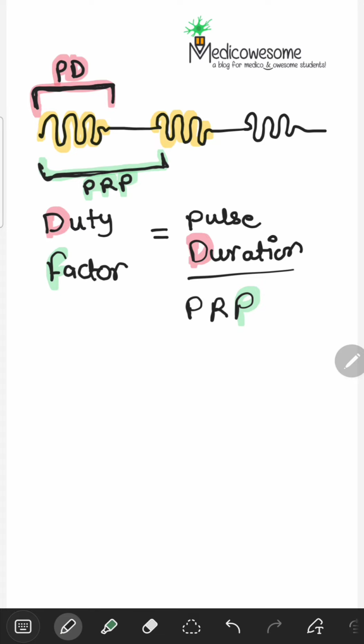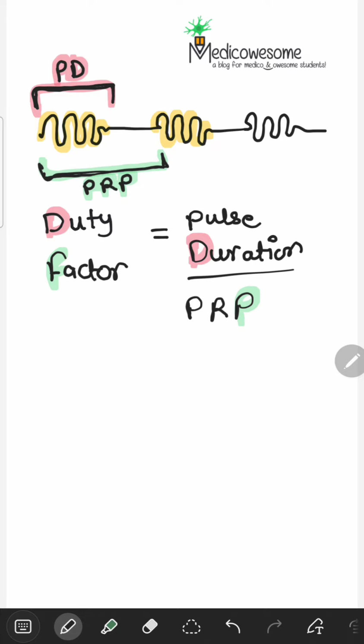And so the way I kind of remember the formula is pretty straightforward. So D is duty, and that's in the numerator, and so D for duty, D for duration. And then F kind of looks like a P, so that's how I remember that the period is in the denominator. But if you kind of think about it, just using this diagram, it makes sense.